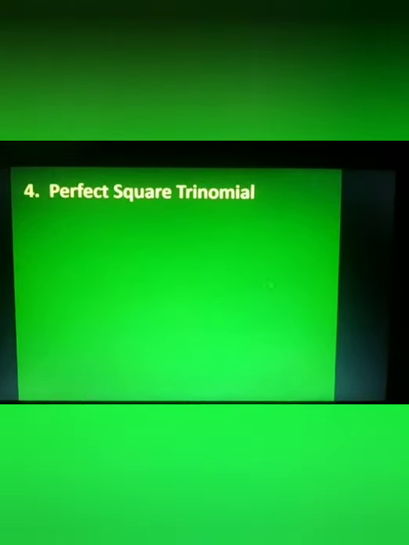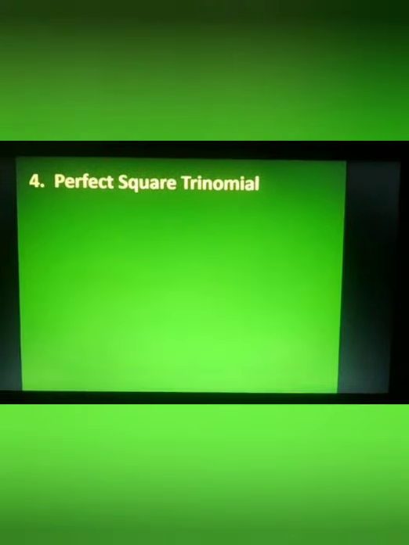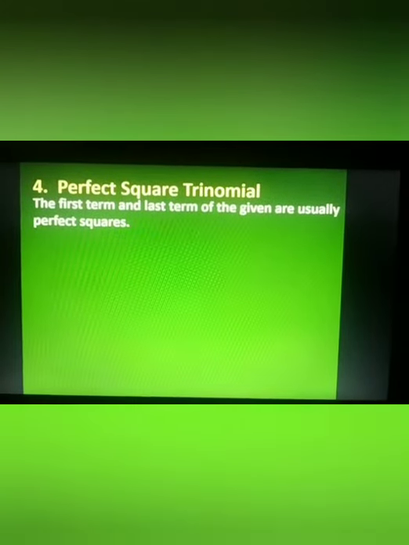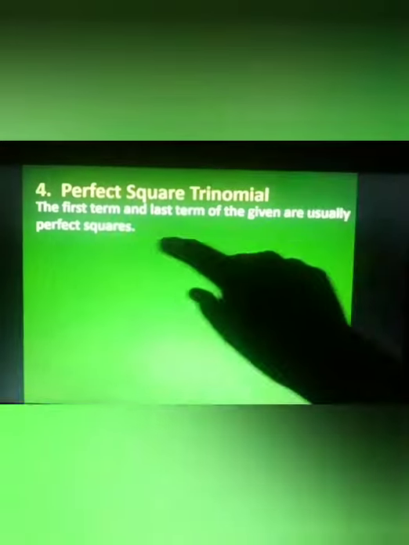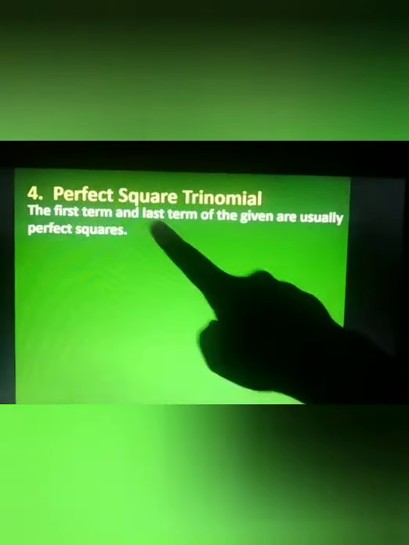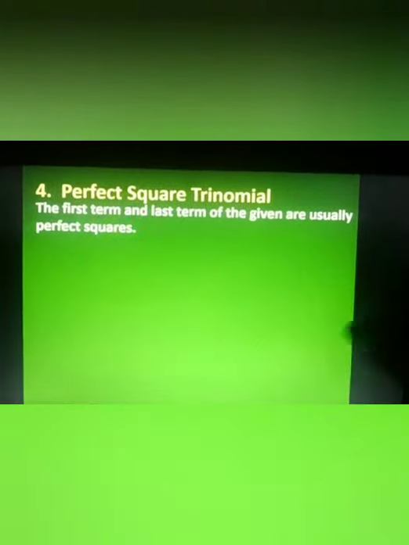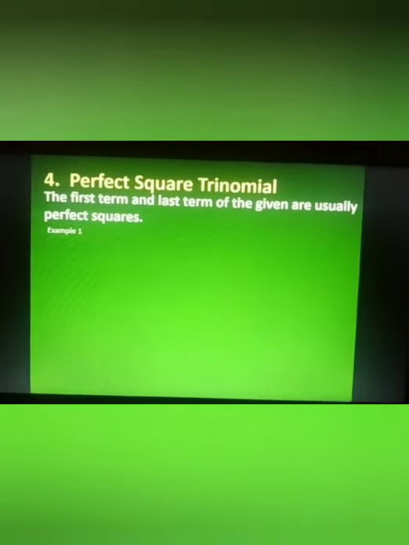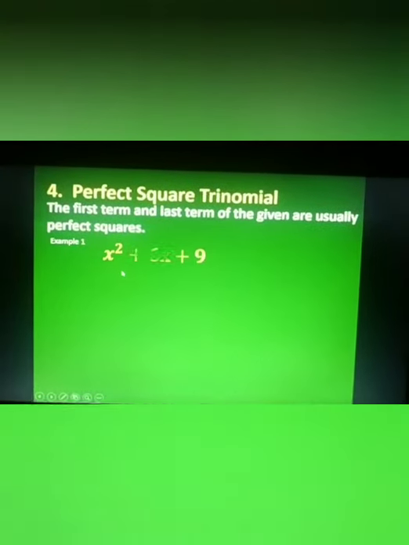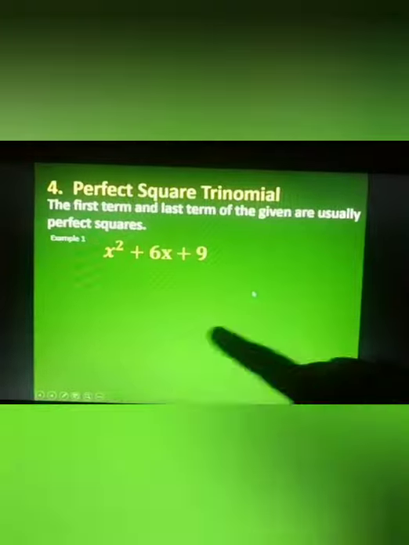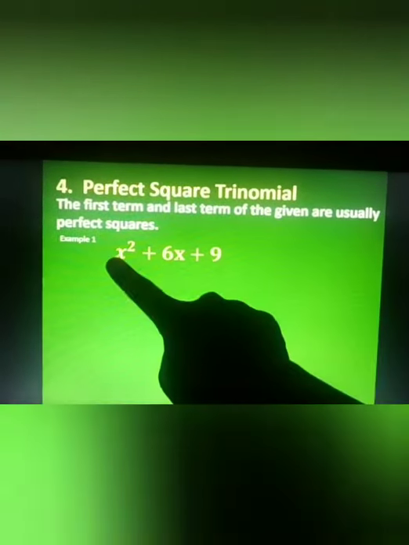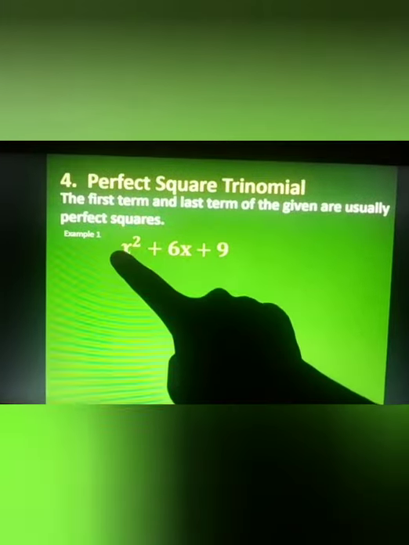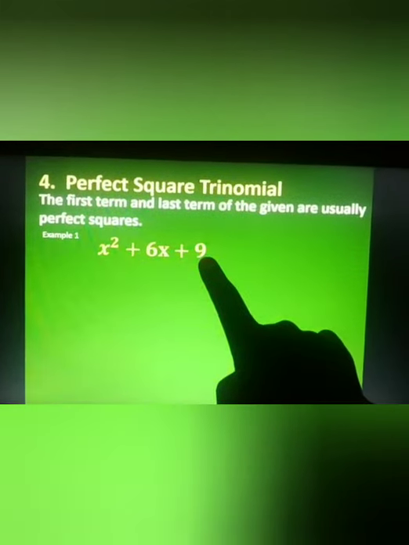Next, let's go to the perfect square trinomial. The nature of this factoring technique is that it is applicable to a trinomial. The given should have three terms, and the first and the last term are usually perfect squares, like this example. Example number 1. X squared plus 6x plus 9. It is a trinomial: first term, second term, third term. This is the first term, this is the last term. The first and last terms should be perfect squares.